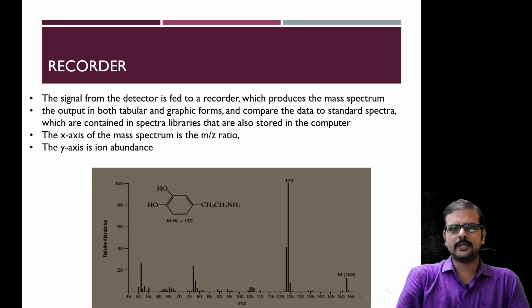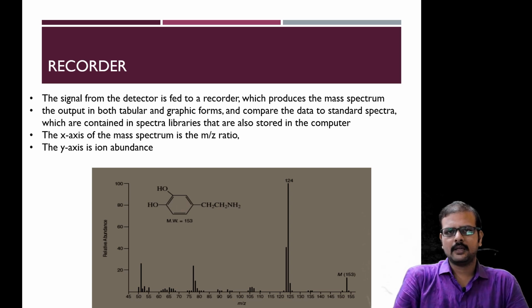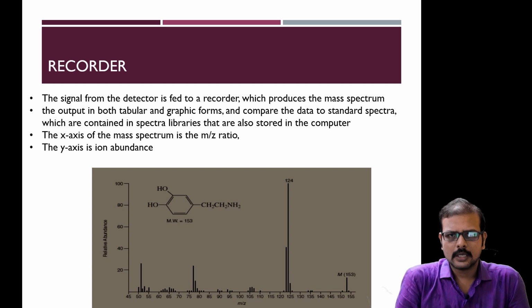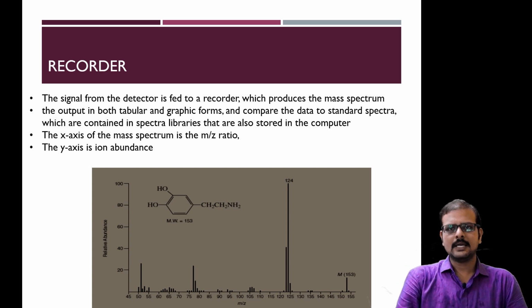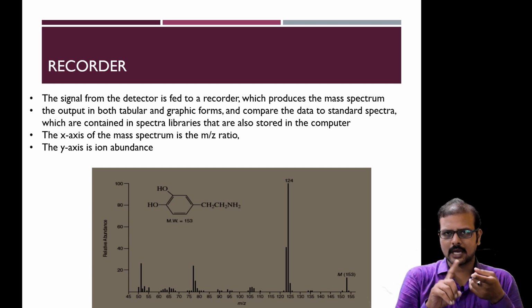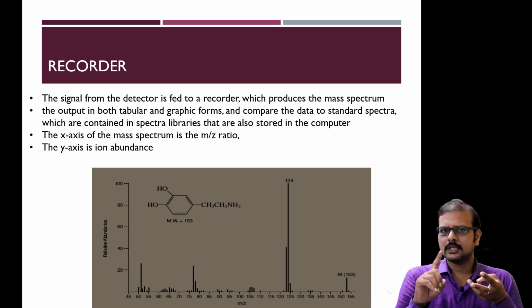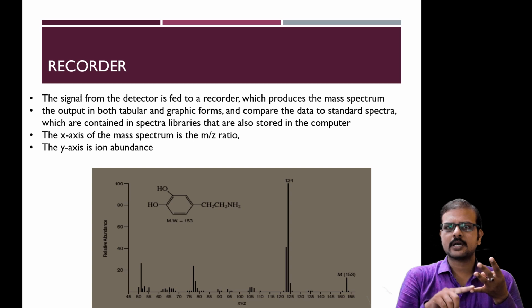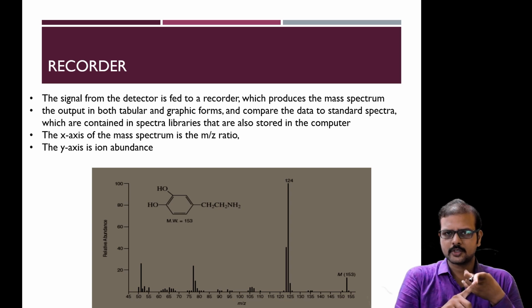So this is how we record a mass spectrum of a molecule by using mass spectroscopy. In the instrument, we have seen the sample introduction, first one. Second one is the ionization chamber. Third one is the mass analyzer. Last is the detector. The sample is introduced.